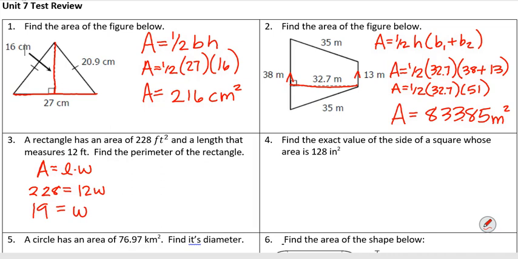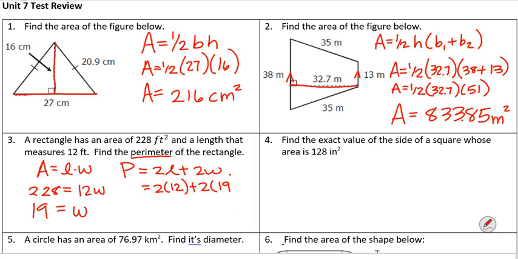Now, the other part of this problem that we need to realize is that it says find the perimeter of the rectangle. Well, the formula for the perimeter of a rectangle is 2 times the length plus 2 times the width. So we have both of those. So our perimeter is equal to 2 times 12 plus 2 times 19. So when we do that, we get that our perimeter is 62 feet.